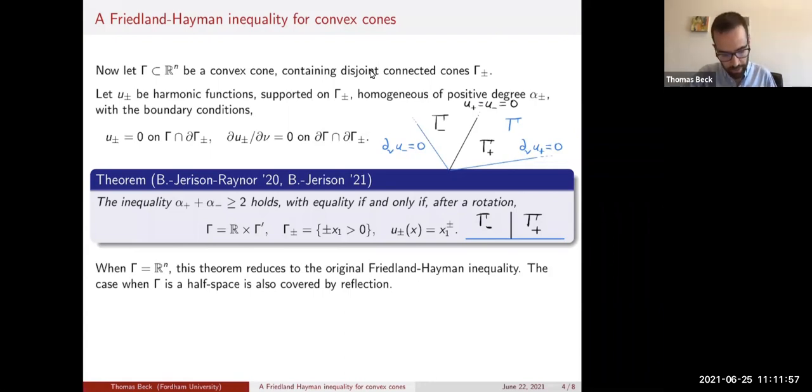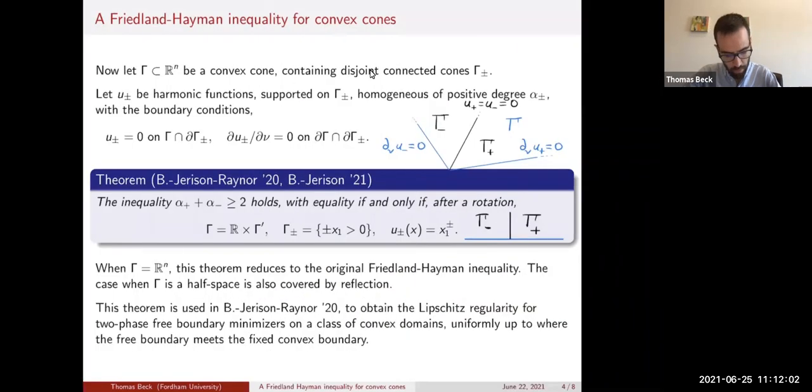So why were we interested in proving such a variant of the Friedland Hayman inequality? Well, the main reason for us is that we're again interested in these two-phase free boundary problems. And it turns out that if you want to establish the Lipschitz regularity up to the boundary of such a problem, then to adapt the Alt-Caffarelli-Friedman approach, in other words, to find a functional that we can prove is monotonic, we end up needing precisely this version of the Friedland Hayman inequality, as opposed to the original one that they used.